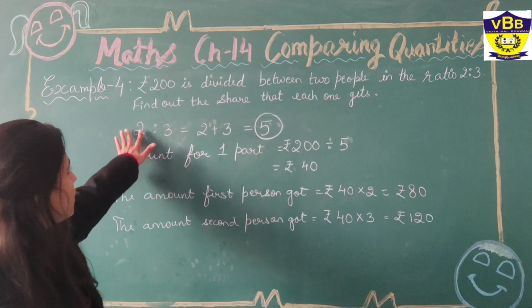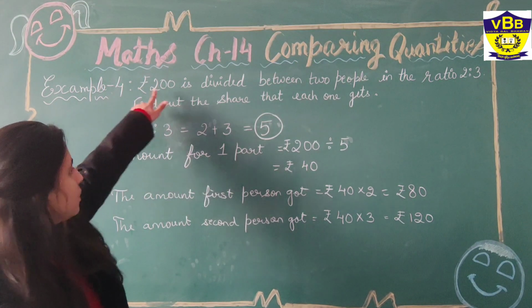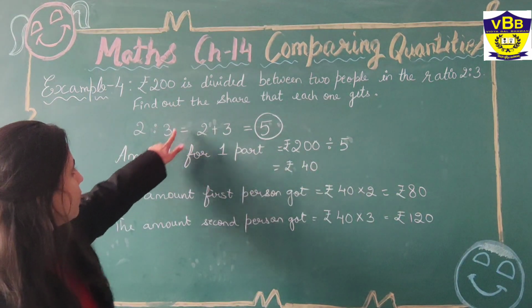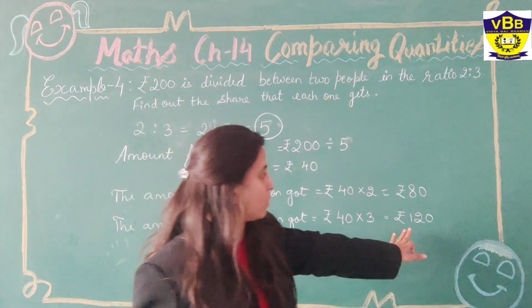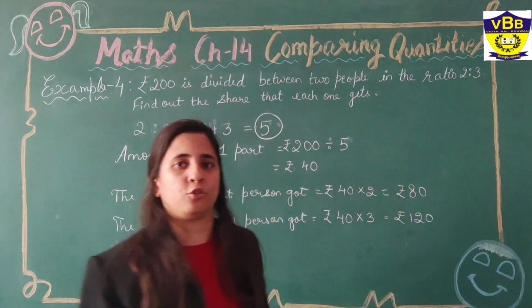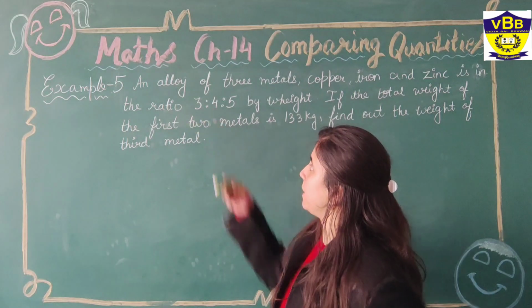So the one who has got 2 parts of rupees 200 has got rupees 80, whereas the other person who has got the third part of rupees 200 has got rupees 120. I hope this one is clear to you. Let us see example number 5.